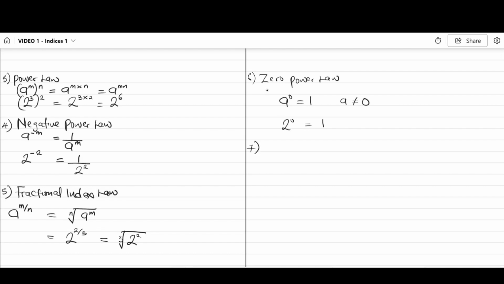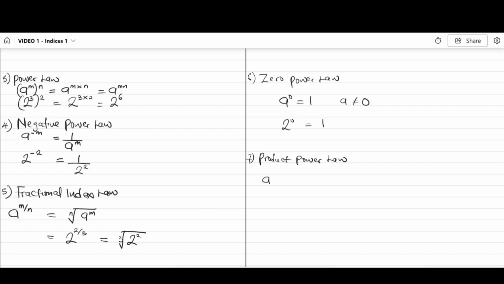And the last but not the least is known as the product power law. The law states that when a product of terms is raised to a power, you apply the power to each of the terms separately.